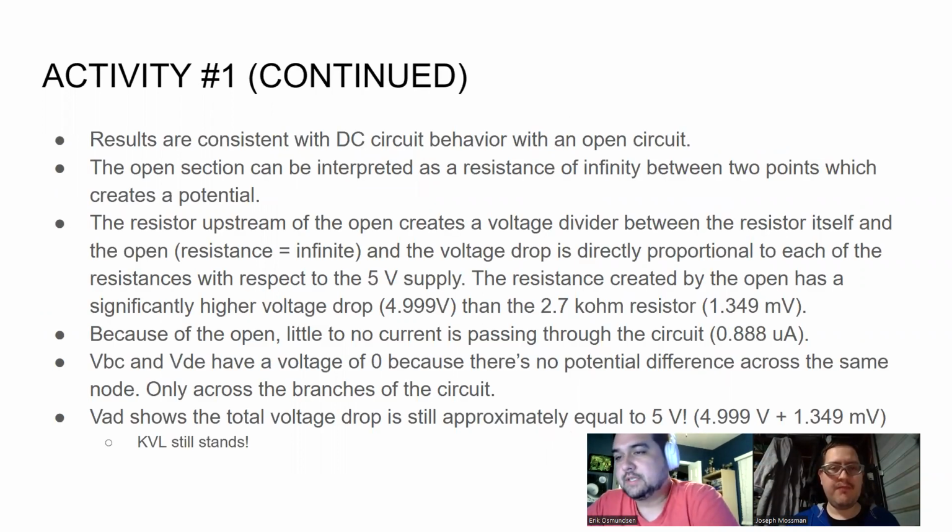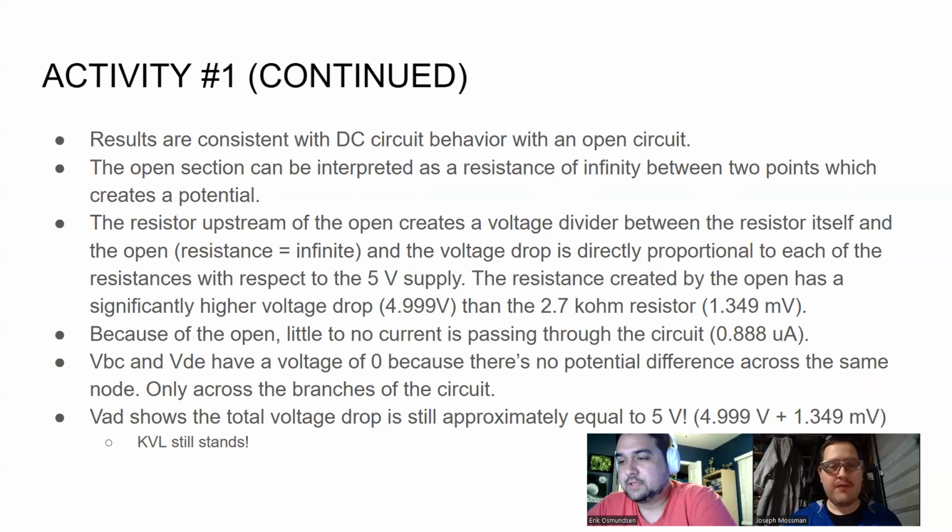From the results, they were consistent with DC behavior with an open circuit. The resistor upstream of the open creates a voltage divider between the resistor itself and the open, and the voltage drop is proportional to each of the resistance with respect to the 5-volt supply. The resistance created by the open has a significantly higher voltage drop of 4.997 volts and then the 2.7 kilo ohm resistor of 1.349 millivolts.